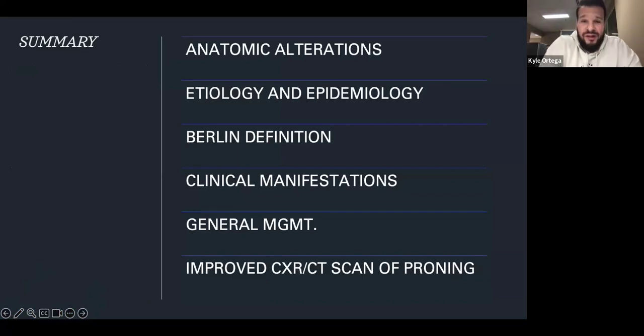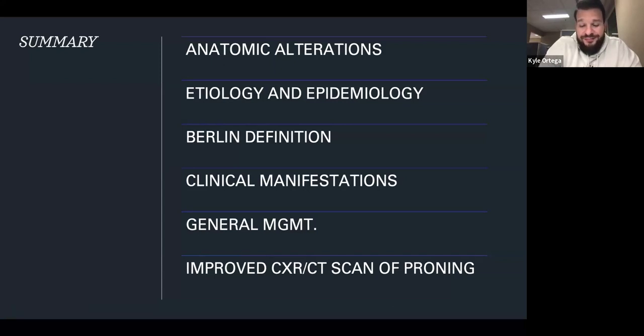That pretty much summarizes ARDS. Anatomical alterations: alveolar consolidation, atelectasis, the main ones. Etiology and epidemiology: like PNA, pneumonia, drug overdose, traumas, sepsis. The Berlin definition is pretty much just trying to help us improve the reliability and accuracy of diagnosis and classification of ARDS. Pretty much what that definition does.